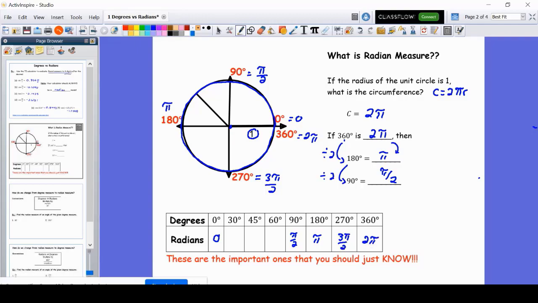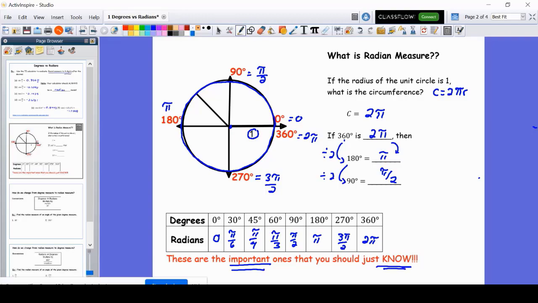Now, not only are those 5 important, so are 30 degrees, 45 degrees, and 60 degrees. They're so important, I'm going to tell you right here. 30 degrees is pi over 6, and we're going to prove this in a few minutes. And 45 degrees is pi over 4, and 60 degrees is pi over 3. These particular angle changes between degrees and radians for these angles are so important. You should just know them.